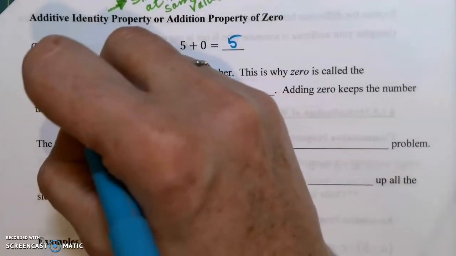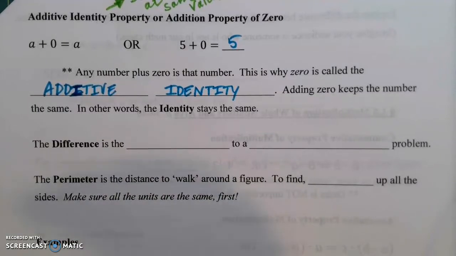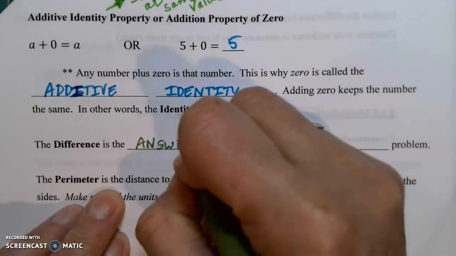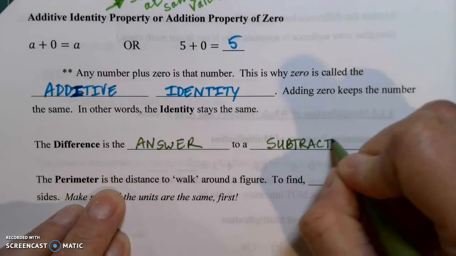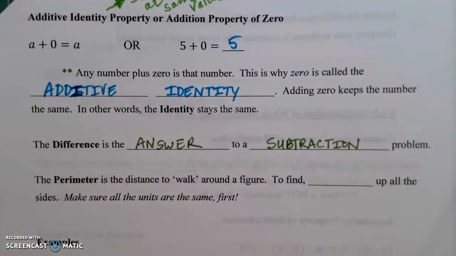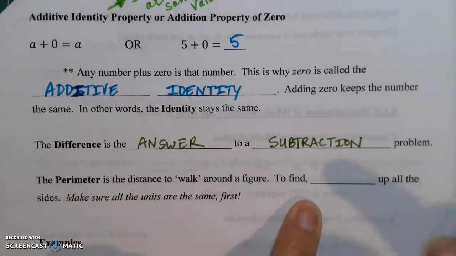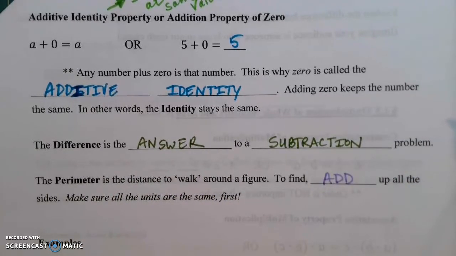Additive. Let's see. There we go. Okay. Difference. A reminder that that is the answer to a subtraction problem. And a reminder for when we look at some of the more real life type problems that if they are talking about perimeter, you're going to walk around the figure. So we're just going to add up all the sides and that will be the perimeter.